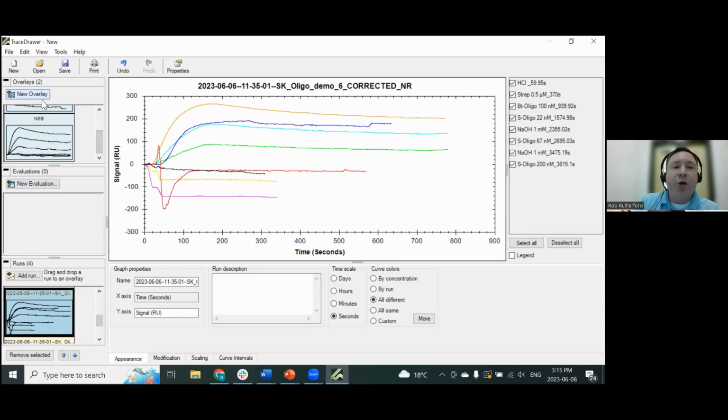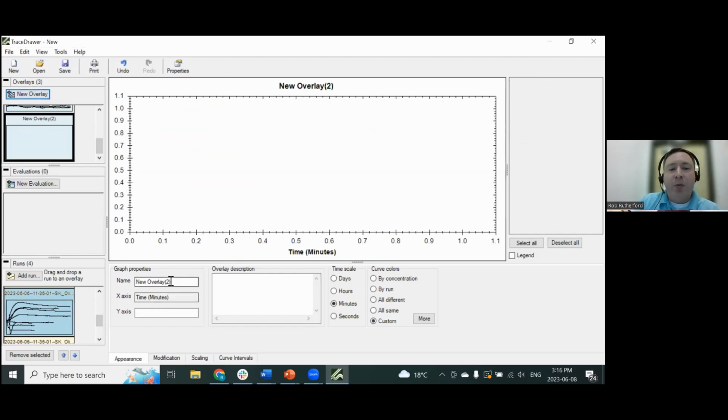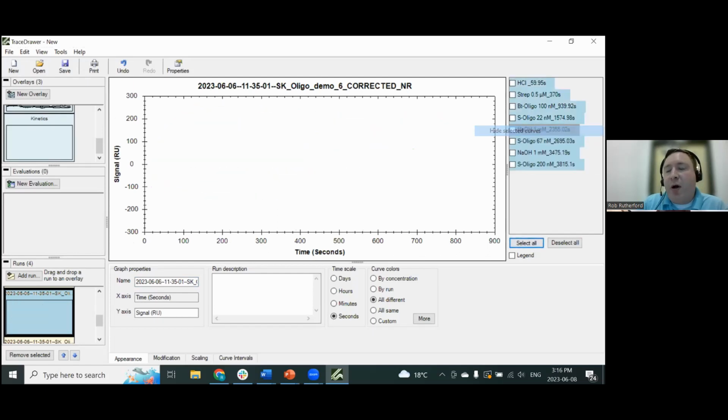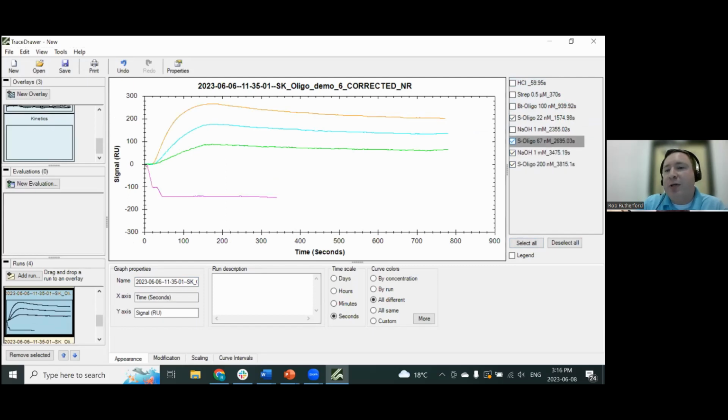So from here, we're going to click on New Overlay. We'll call this whatever we want. We'll call it kinetics. Apparently, I'm not going to spell that right today. And then what we're going to do is navigate to the corrected version. You can remove either all of them and then select just your analytes, or if you prefer to do it individually, you could just select certain ones. So we have only our 3 analyte concentrations selected.